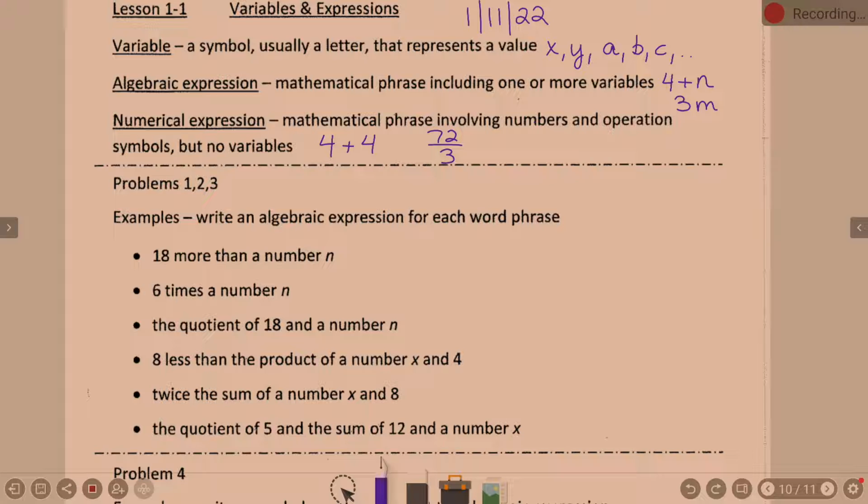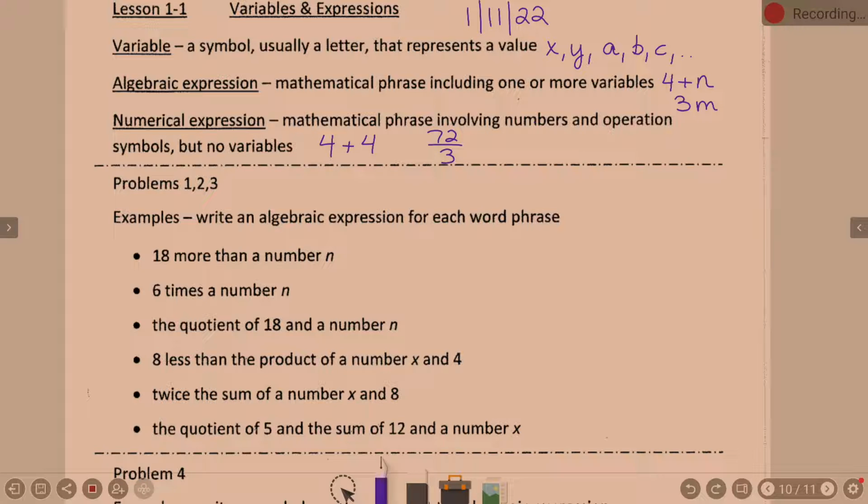I can't remember exactly all the pieces in homework, but one of the pieces in homework is being able to write an algebraic expression for the word phrase. So being able to take this in words and put it in numbers, symbols, letters. So look at this first example. 18 more than a number n. What is that if I'm writing it with math? 18 more than a number n.